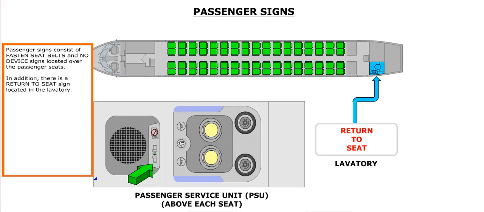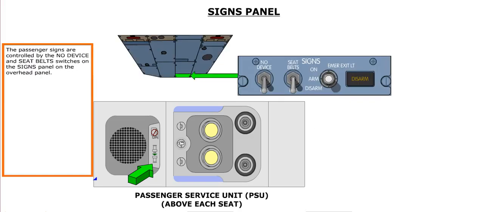Passenger signs consist of fasten seat belts and no device signs located over the passenger seats. In addition, there is a return to seat sign located in the lavatory. The passenger signs are controlled by the no device and seat belt switches on the signs panel on the overhead panel.